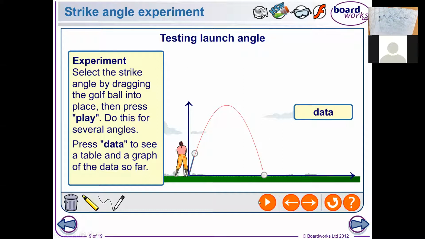And as we test the different angles, we get different ranges. You see that as we make it shallower, the range seems to be getting further and further, but only up to a certain point. As the angle becomes too shallow, the distance the ball travels starts to decrease.